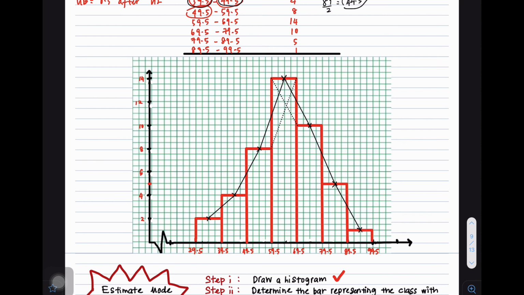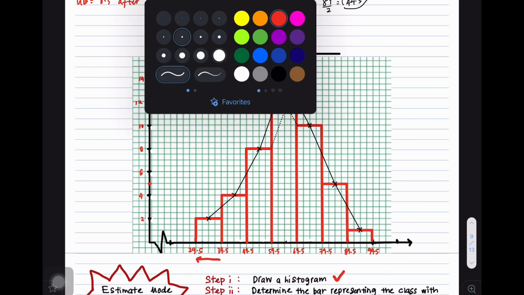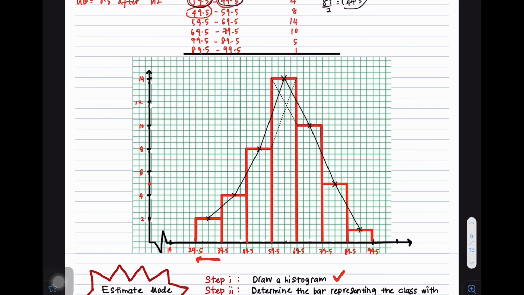Okay, so how can we know the boundary of the class? So you need to know that the class width is the same for this case. Okay, so 29.5, 39.5 to 29.5 is minus 10. Therefore, you have here 29.5 minus 10 is 19.5. Okay, and 89.5 to 99.5 is plus 10. So 99.5 you plus with 10, you will get 109.5. So that one is the boundary.